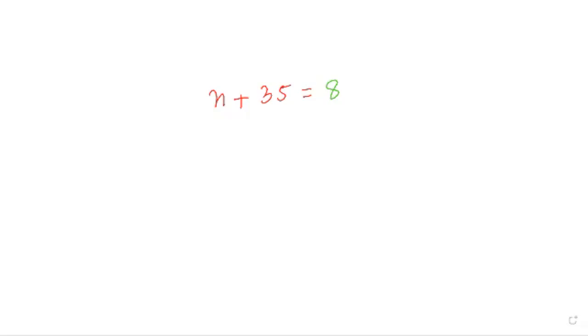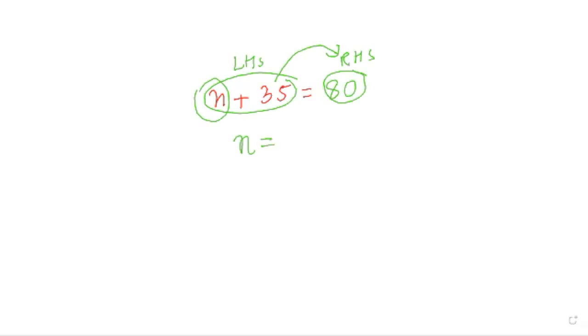No, 35 and 80. Okay, see. This is one side and this is one side. Do you agree? This is your left hand side. This is your right hand side. They are different. In between you have equal. This 35 has to go to the right hand side. Why? To make N alone. You need to find N.